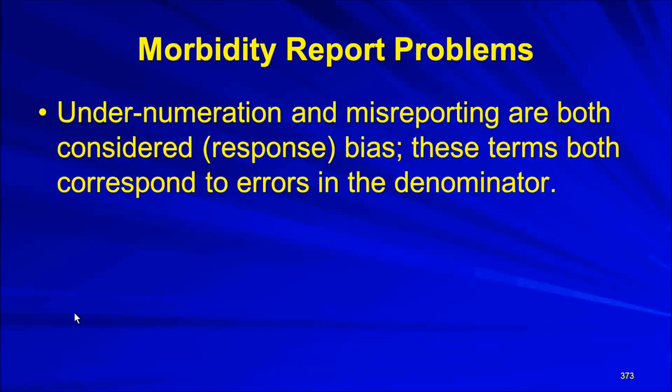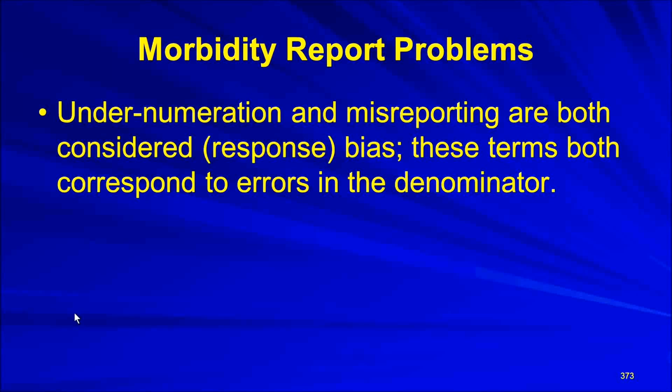Now, these are considered response bias, undernumeration and misreporting. And response bias means telling somebody what they want to hear. And both correspond to errors in the denominator. And so if you're trying to collect accurate information about any of this type of information, you're starting off with false information, and sometimes it's intentionally misrepresented, and other times people just don't know and they want to answer the question.